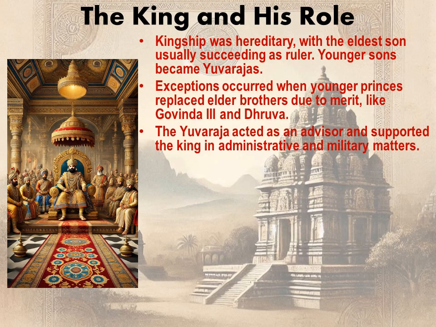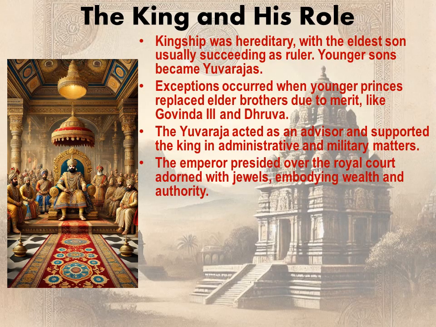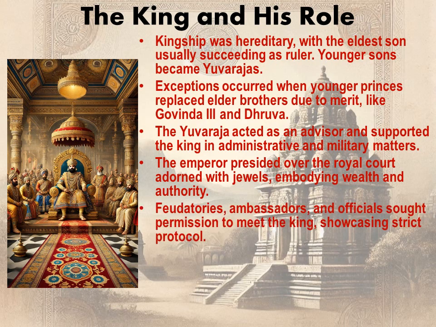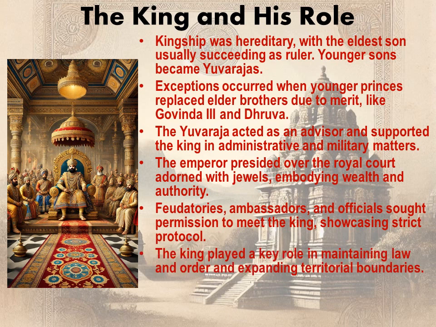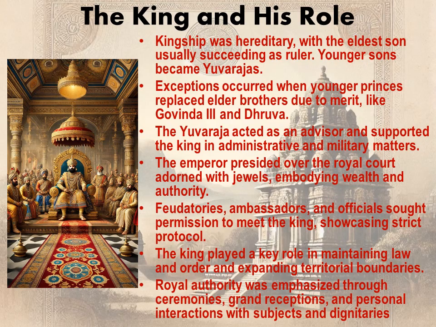The Yuvaraja acted as advisor and supported the king in administrative and military matters. The emperor presided over the royal court, adorned with jewels embodying wealth and authority. Feudatories, ambassadors, and officials sought permission to meet the king, showcasing strict protocol. The king played a key role in maintaining law and order and expanding territorial boundaries. Royal authority was emphasized through ceremonies, grand receptions, and personal interactions with subjects and dignitaries.